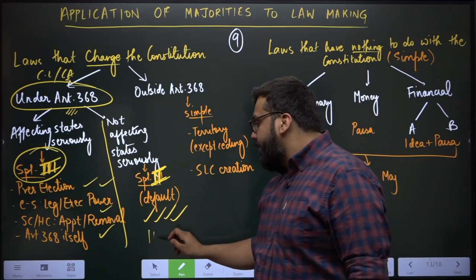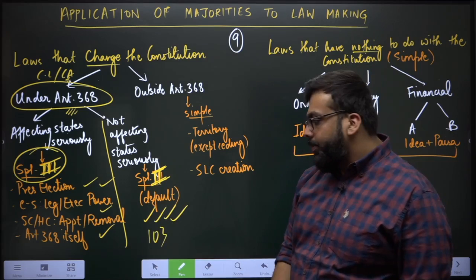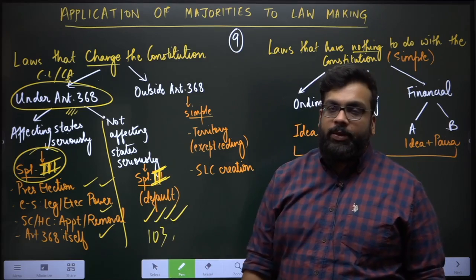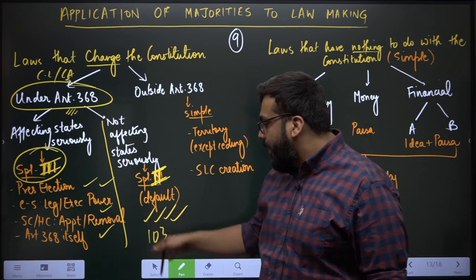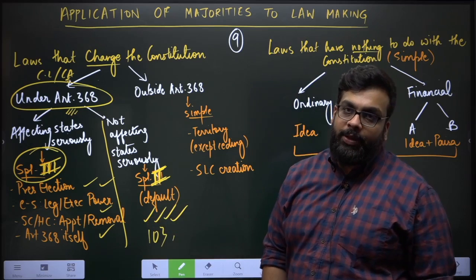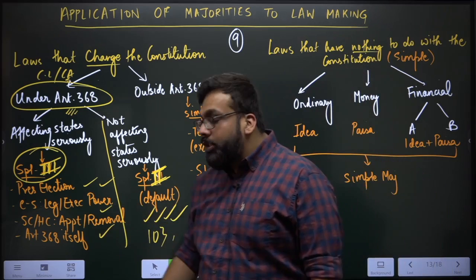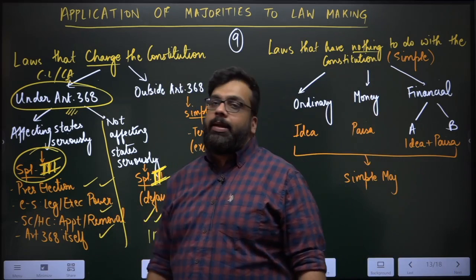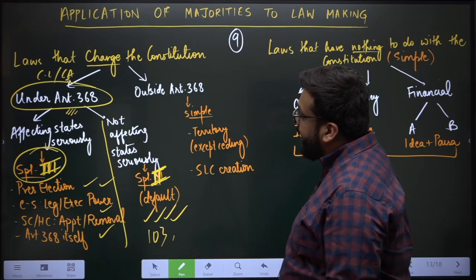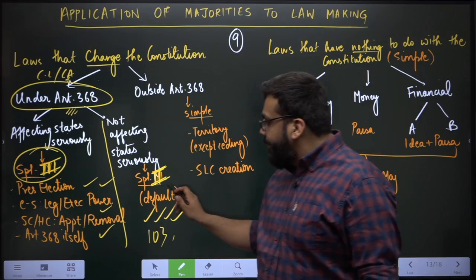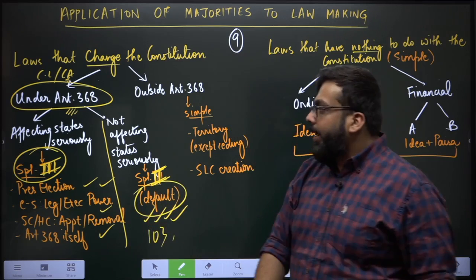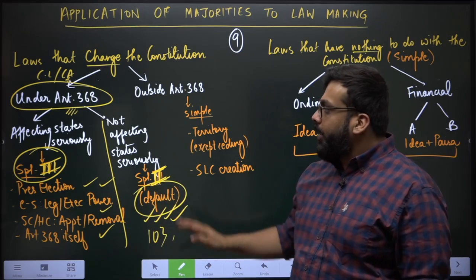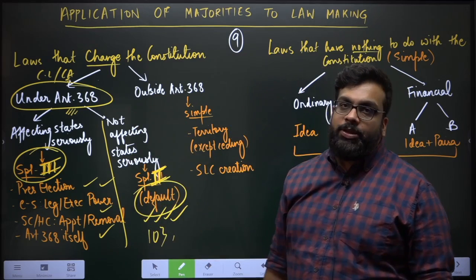So your 103rd constitutional amendment for EWS, your RTE 21A, all of these were passed through special majority 2. But the 99th constitutional amendment, which tried to bring in NJAC, required special majority 3, right? If it is not mentioned and it is a change to the constitution, then you will assume special majority 2.